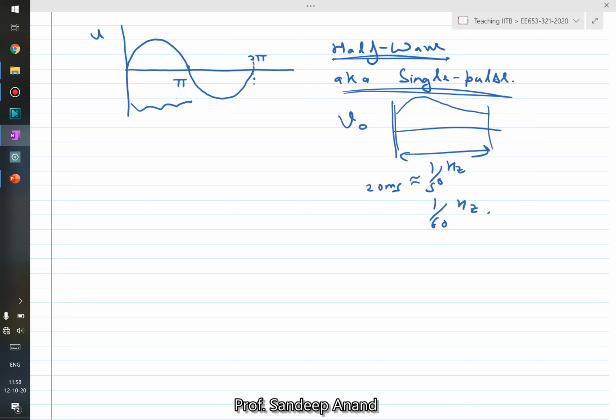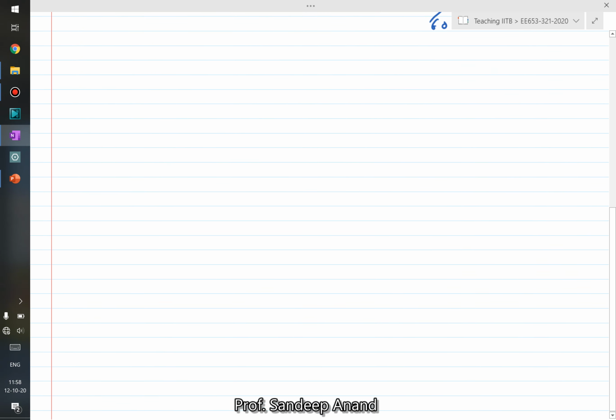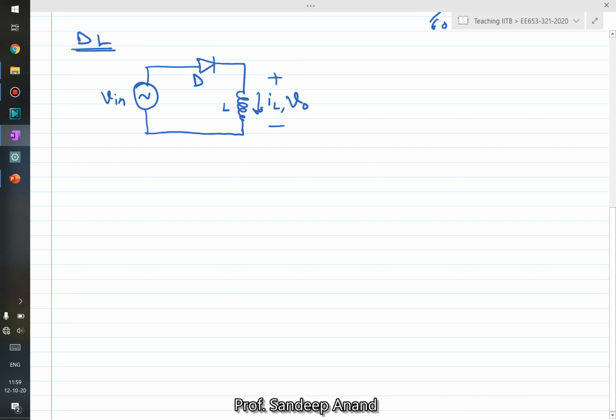Let's now start drawing some circuits and see how the rectifier operation works. Let's start with the most basic one, which is a D and an L, which implies there's a diode and there's an inductor. So this is your source, your input voltage, diode, and an inductor. Right, so you have inductor current, which is the same as diode current, which is the same as source current, because all of them are connected in series, and this is your output voltage VO which comes across the inductor.